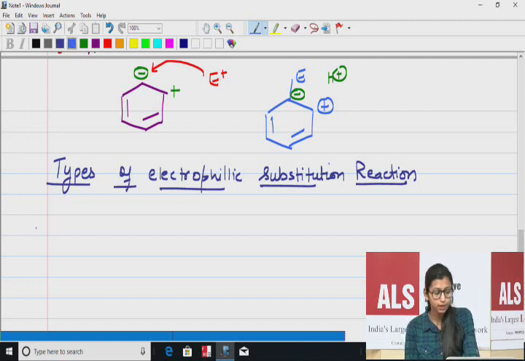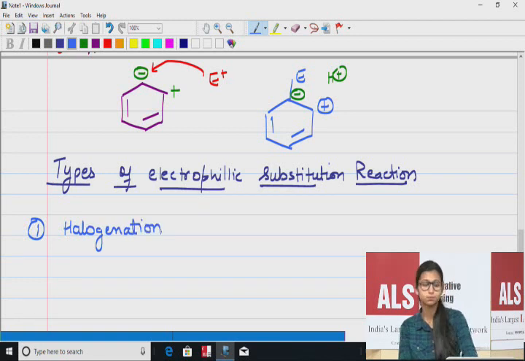Everyone, number one, we are writing halogenation. Do you understand halogenation? Now what will happen? Halogen will go and attack over the benzene. Okay, can you tell me which will be the electrophile in the case of halogenation? It means that instead of that E plus which I was writing now, I have to write any halogen.